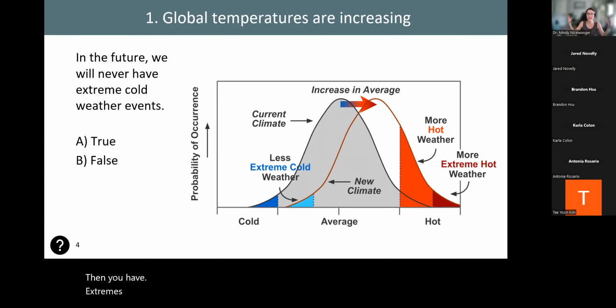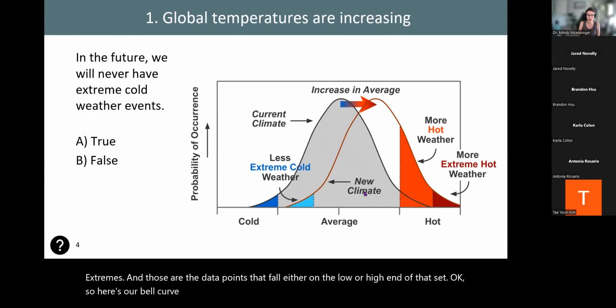Then you have extremes. Those are the data points that fall either on the low or high end of that set. So here's our bell curve. Most of our data is falling around the average. Then we have some extreme cold days, and we have some extreme hots.